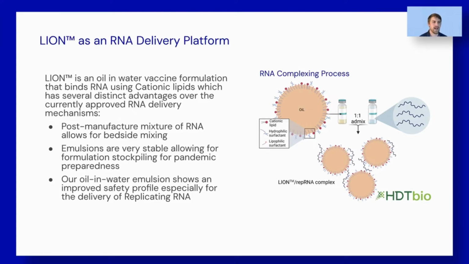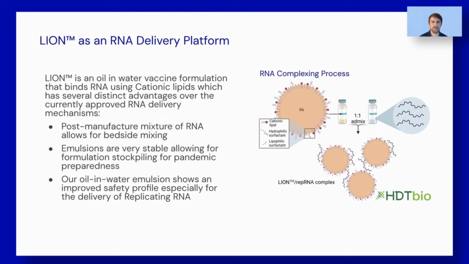The emulsion then acts as a delivery vehicle for the emulsion RNA complex as it is delivered to the cell. The RNA is then able to replicate and produce the encoded protein. This complexing method has several distinct advantages as compared to other delivery mechanisms, such as LNPs, specifically because our formulation forms a shelf-stable emulsion without the addition of RNA.